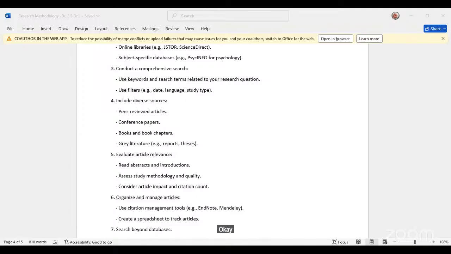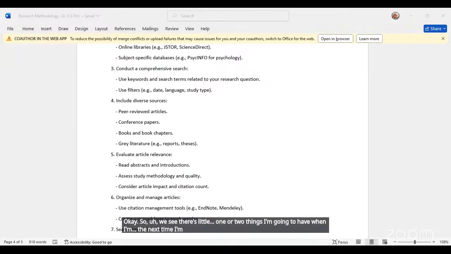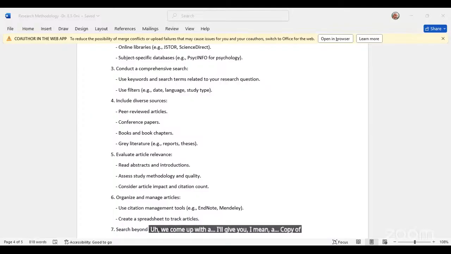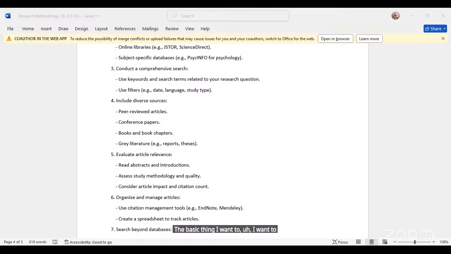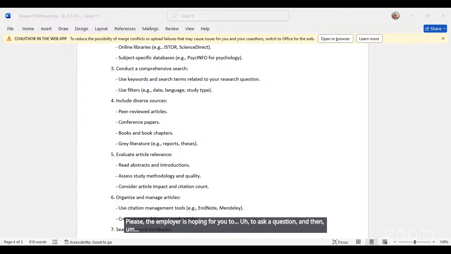So there are one or two things I'm going to add when next time I'm treating APA 7. This is the APA 6th edition. I'll give you a copy of APA 7 in our next lecture. So let us look at what I've done today and reflect on it. Possibly I will let you know where we are going to continue with the research methodology, but this is the basic thing I want to teach today. I hope everyone understands. If you have any question, the floor is open for you to ask, and then let's take it up from there.